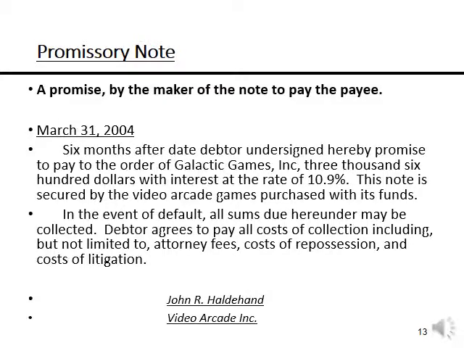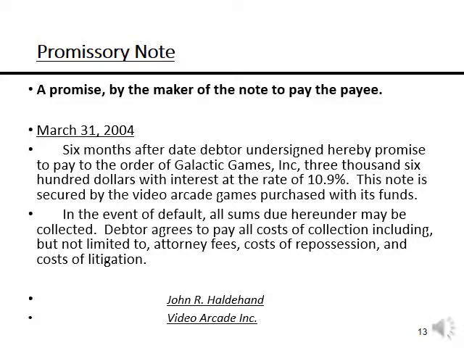And also there's an example of this instrument being signed by an agent. So let's look at it. It's a promise by the maker of the note to pay. And here, it's signed by John R. Haddlehan, but he's signing it as an agent of Video Arcade. So he's signing it in his representative capacity. So it's really Video Arcade. Video Arcade is the maker of the instrument, and it's promising to pay. And this is in writing.